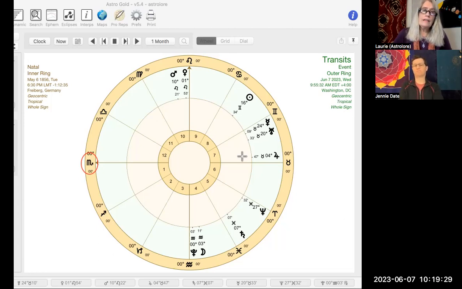The ninth house is very much your worldview and how you develop your worldviews through education, through travel, through expanding your understanding of other cultures. So that ninth house is worldview.